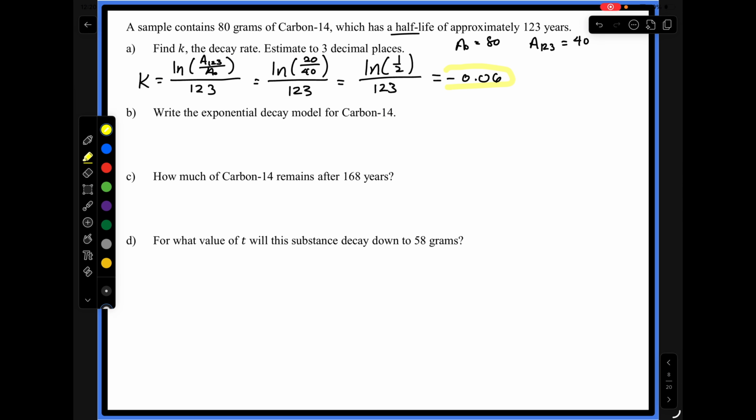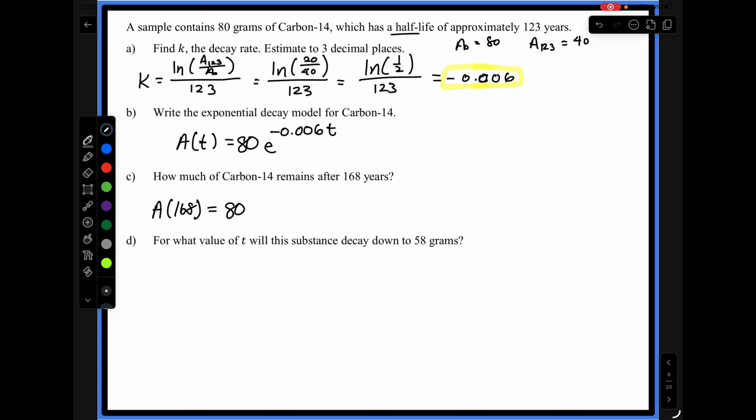So with our answer for K being negative 0.006, I can now figure out part B by finding the amount we'll have. The amount of this carbon-14 in terms of T will start off with 80 grams times e to the negative 0.006T. And using that model from part B, we can now figure out part C by substituting T with 168. So we want to figure out the amount when T is 168.